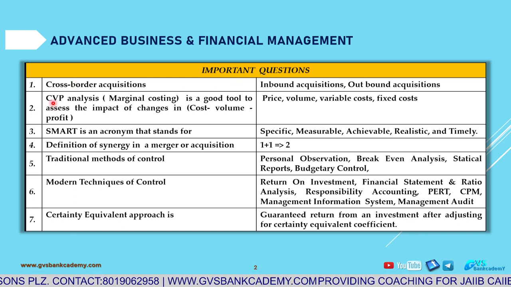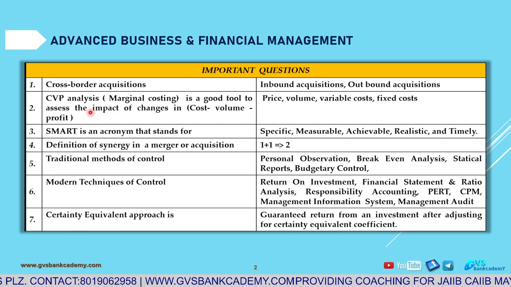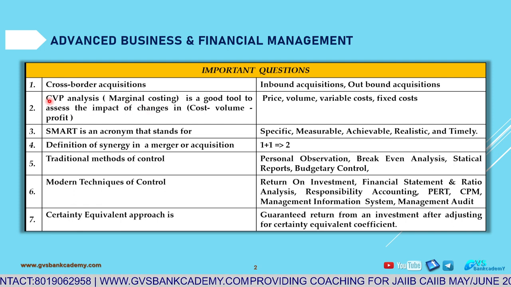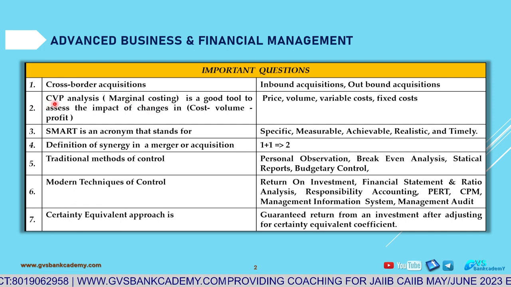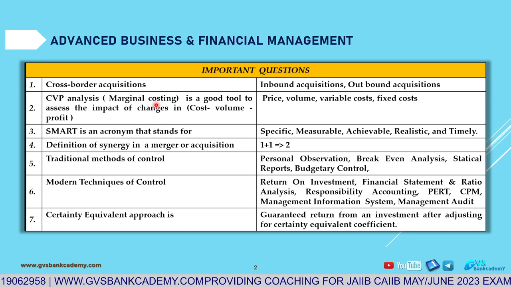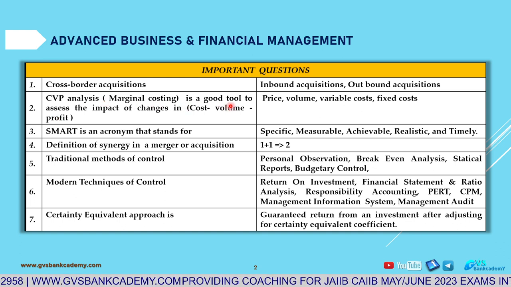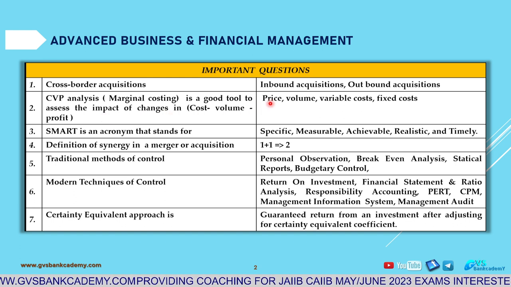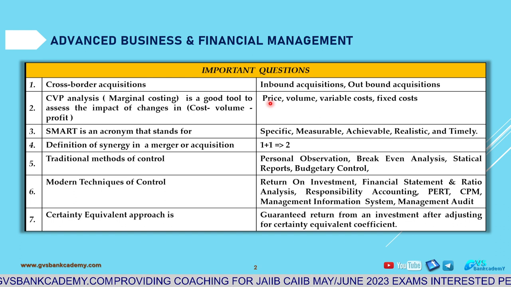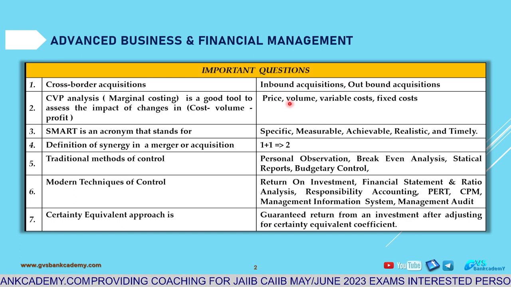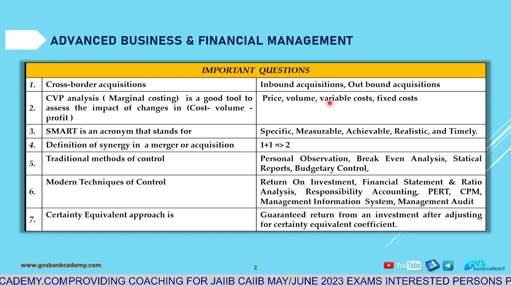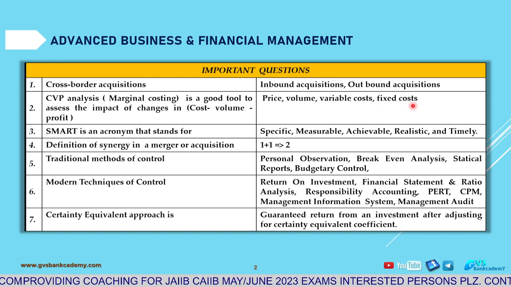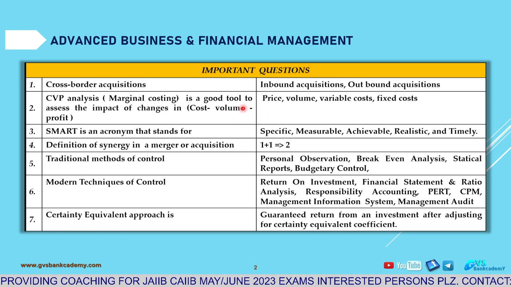Two, CVP, cost, volume, profit analysis, also called marginal costing, is a good tool to assess the impact of changes in price, changes in volume, and changes in variable cost on profitability, and how a change in fixed cost is going to affect the break-even point.